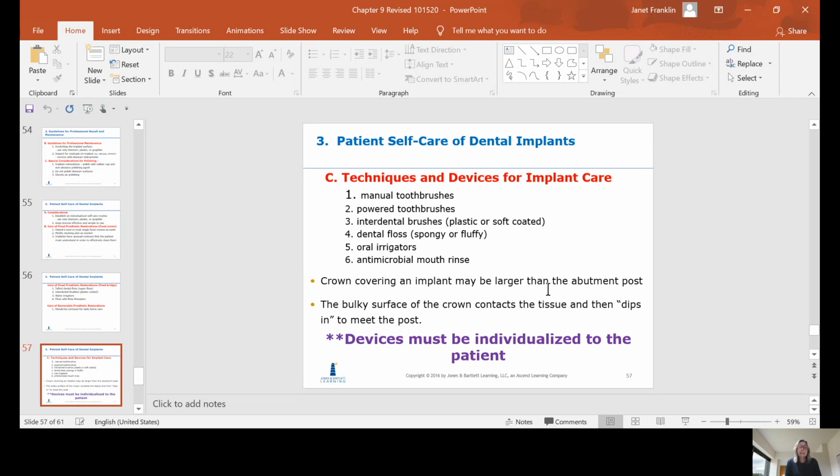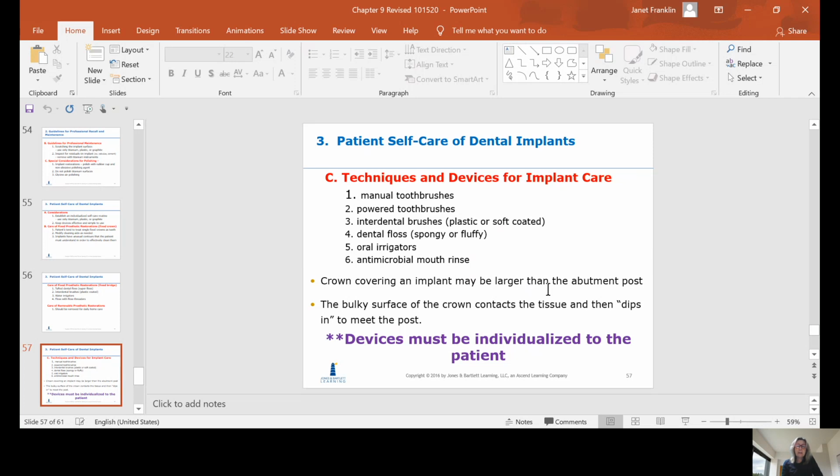Oral irrigators, like I said, those are perfect. I always recommended oral irrigators. And antimicrobial mouth rinses like Listerine. The crown covering an implant may be larger than the abutment post, and the bulky surface of the crown contacts the tissue and then dips in to meet the post.